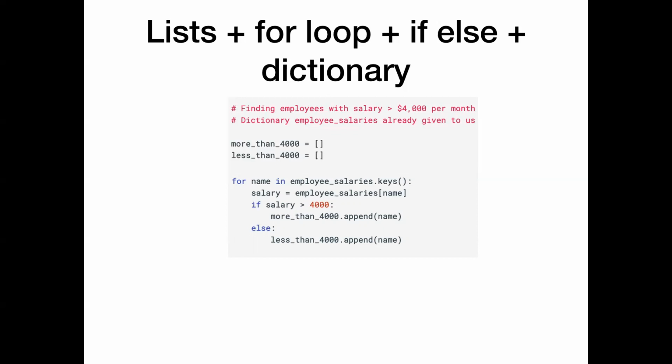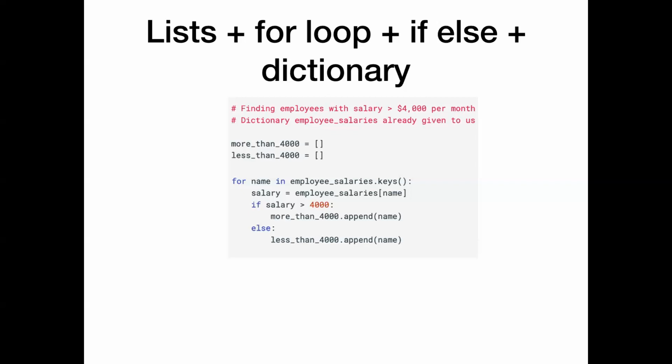Spandan, one thing. So this for name in employee salary keys allows us to loop over the entire key list inside a dictionary? Yes, exactly. Can we also choose to only go to a specific section of key values in the dictionary instead of looping over the entire thing? Well, you have to specify which keys, and then it's basically the same.